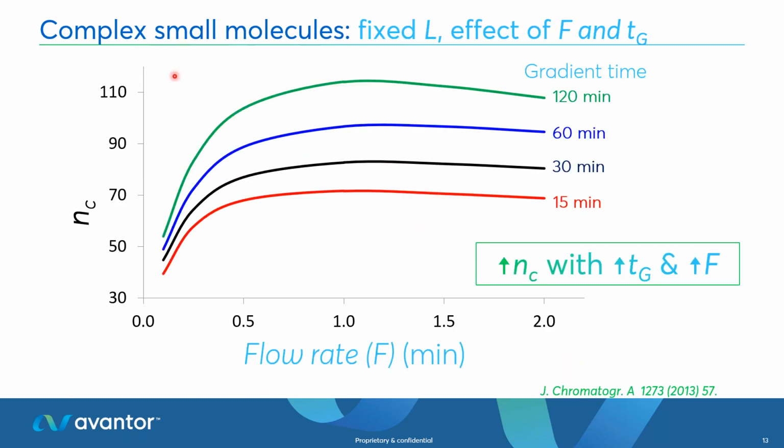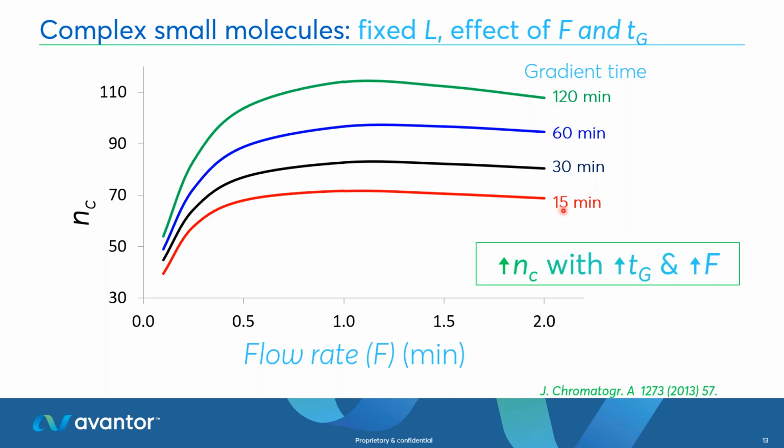So now I'm going to shift focus. We're going to look at complex small molecule separations. So here we do fix the column length, and we're looking now at the effect of both the flow rate, the velocity, and the gradient time. So the same axis for peak capacity on the y-axis, and here we've got the velocity on the x-axis. In the different trend lines here, I do represent the different gradient times.